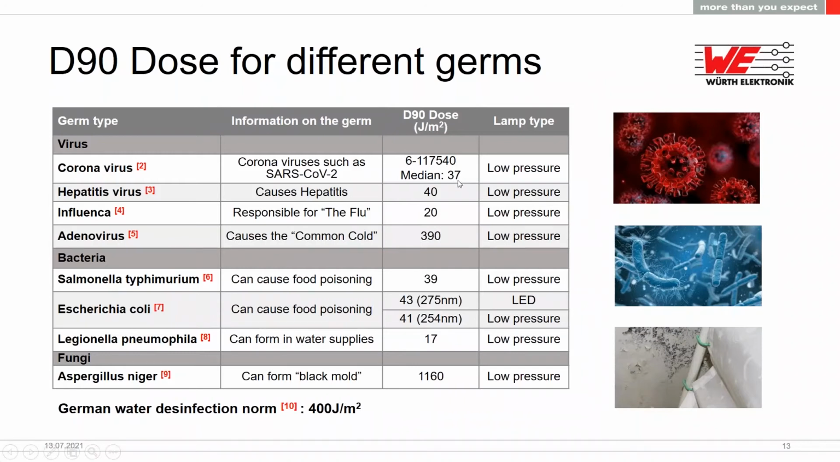But nevertheless, this publication also shows a median value of 37 joules per square meter. And in the rest of this presentation, I will continue to work with this 37 joules per square meter.